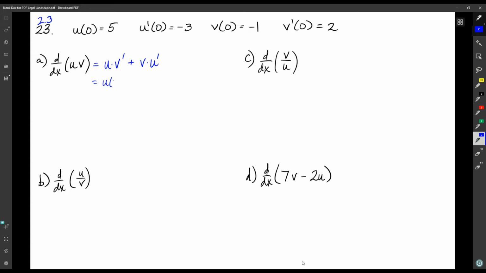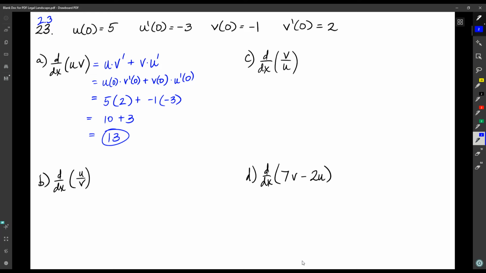So this is going to be u of 0 times v prime of 0 plus v of 0 times u prime of 0. And then we're just going to plug in the numbers from the information given in the question stem. U of 0 is 5, v prime of 0 is, actually, v prime of 0 is 2. I misread that one. So v prime of 0 is 2. Then plus v of 0, there's our -1, and then u prime of 0 is -3. So this gives us 10 plus 3 for an answer of 13.